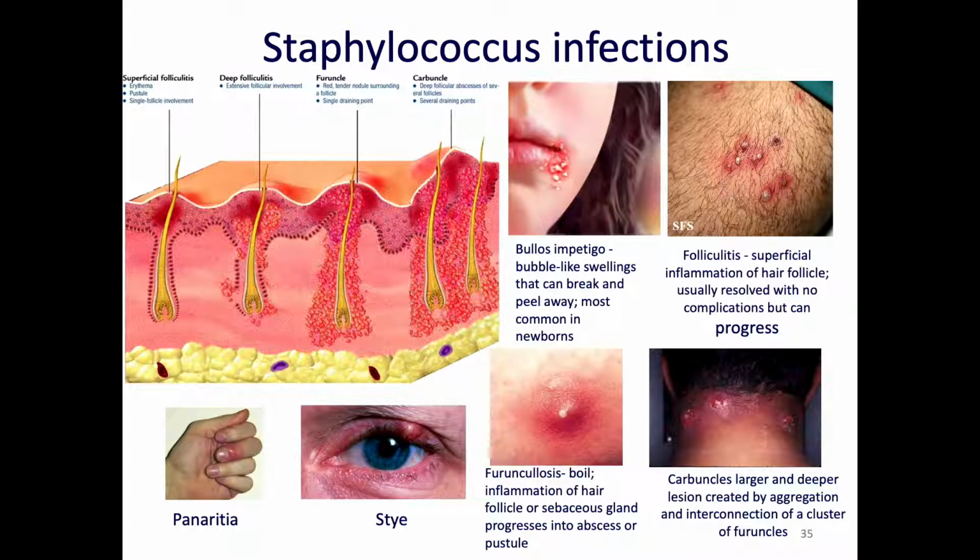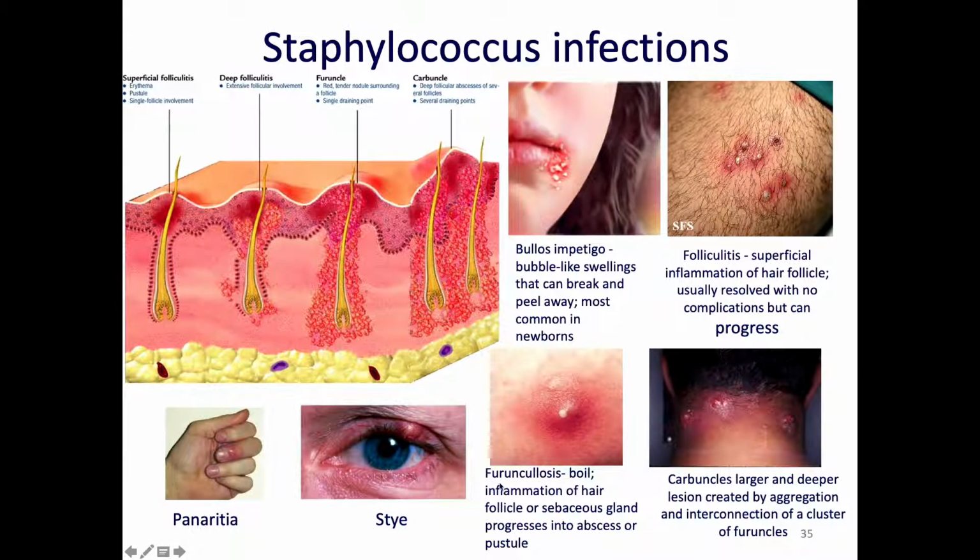You can see here the skin infections caused by staphylococci. For example, this is bullous impetigo. These are bubbles, you can see, like swellings that can break and peel away. Most commonly we see them in newborns. This is folliculitis. This is a superficial inflammation of the hair follicles, usually resolved with no complications, but it can progress. You can see the pus is gathered here.